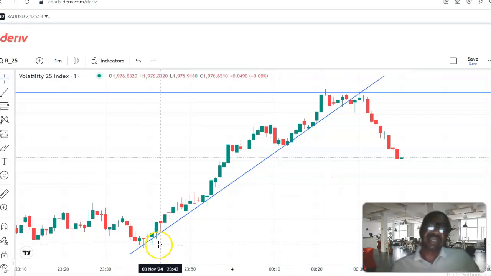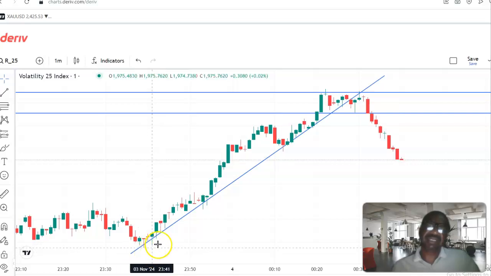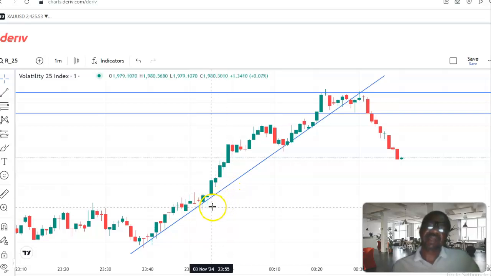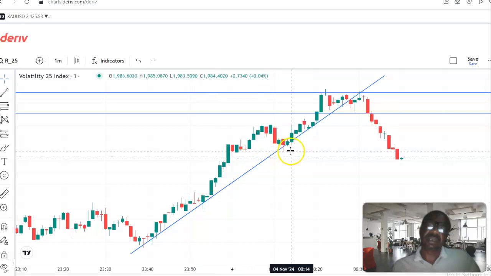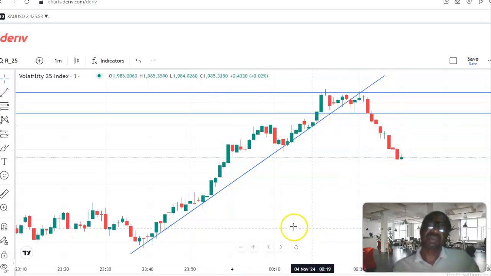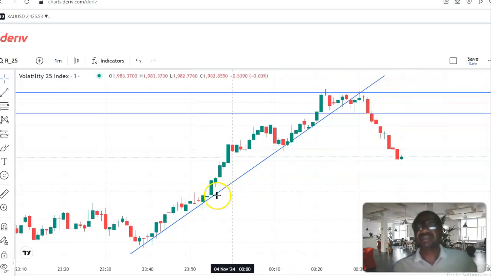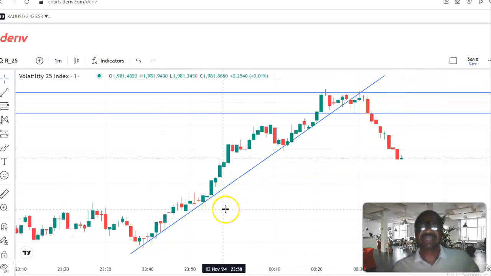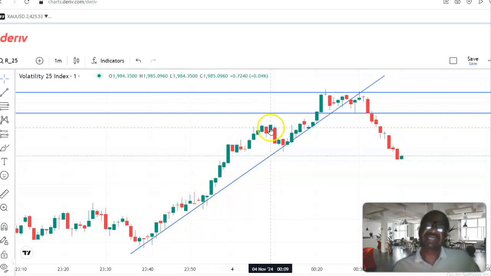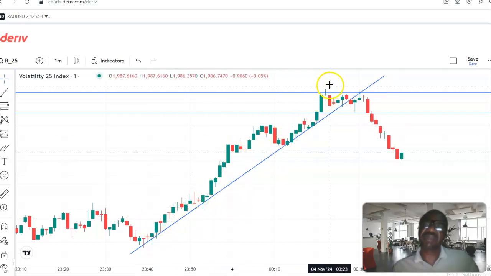The wicks are not important to me because these are rejection. So what is important to me is the edges of the body. Okay, you can see. This is a perfect candle. This is a perfect chart. You can see, each time price goes up, it drops, gets up, goes lower, it goes up again, goes lower, until there was a break.